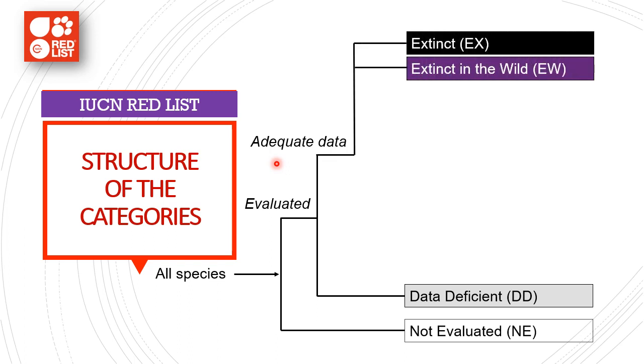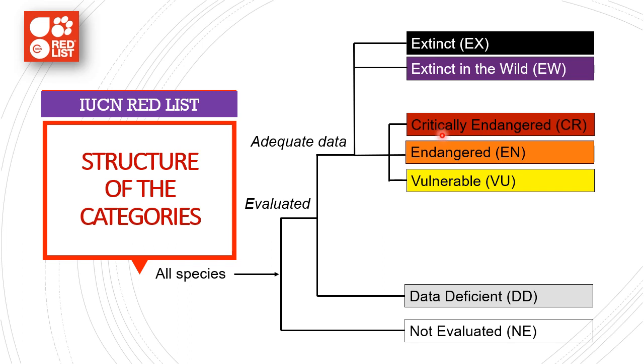Now, herein, the first two categories are extinct and extinct in the wild. Next three are critically endangered, endangered, and vulnerable. Now, what we basically need to understand out here is that these three categories together are called threatened categories. So, threatened as such is not a category in itself, but it is a combination of three categories. What are they? Critically endangered, endangered, and vulnerable.